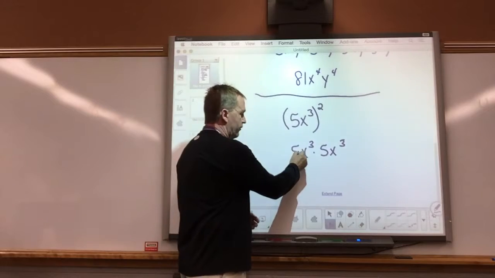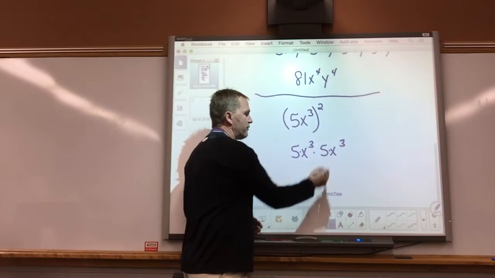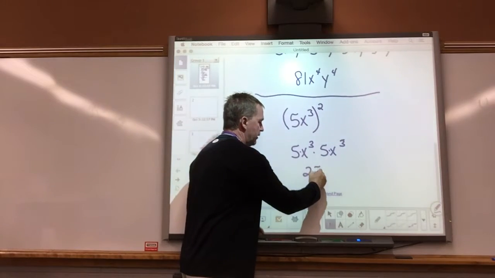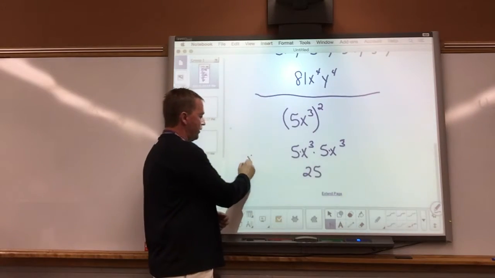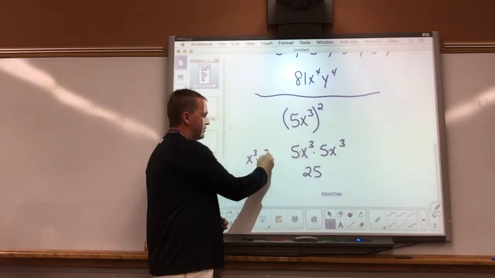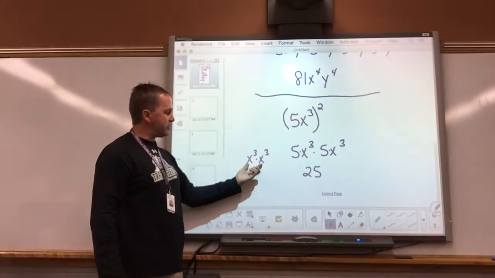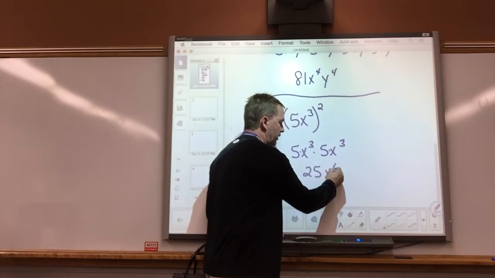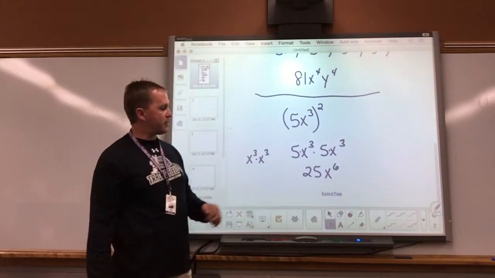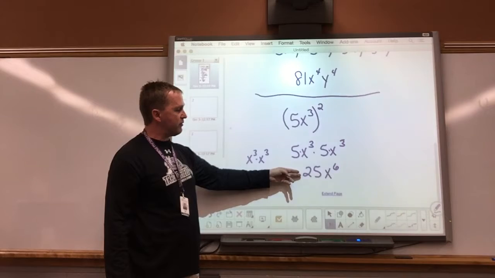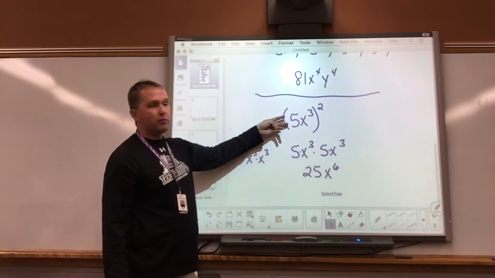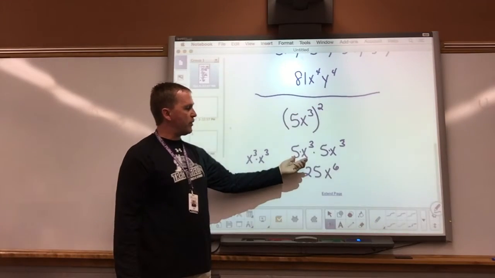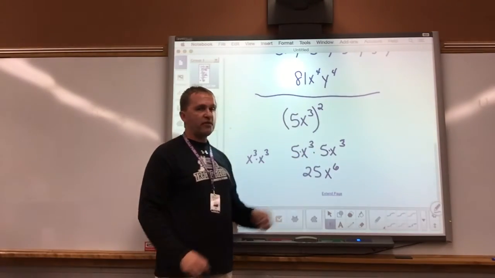But again, we have 5 times x to the 3rd and 5 times x to the 3rd. I could multiply the 2 5's, and then I could take x to the 3rd and multiply that by x to the 3rd, and remembering that like bases means that I add exponents, I would have x to the 3 plus 3, or x to the 6th power. And again, this might be the simplest version of the answer, but trying to remind you that 5x to the 3rd in parentheses squared means that I'm going to take 5x to the 3rd times 5x to the 3rd.